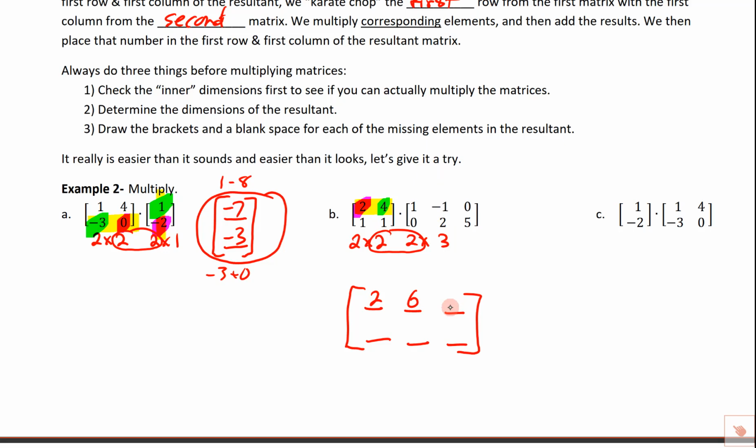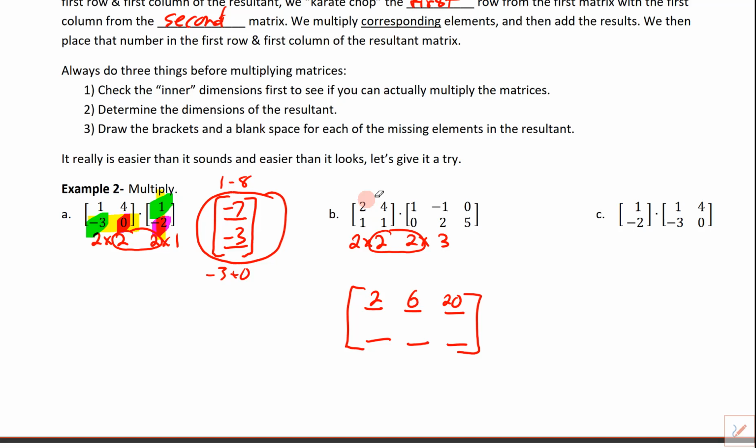And then this is going to be first row, third column. So we're going to highlight the first row, third column. We're going to multiply the 2 with the 0, and the 4 with the 5. So 2 times 0 is 0, 4 times 5 is 20. So this element right here is going to be a 20.